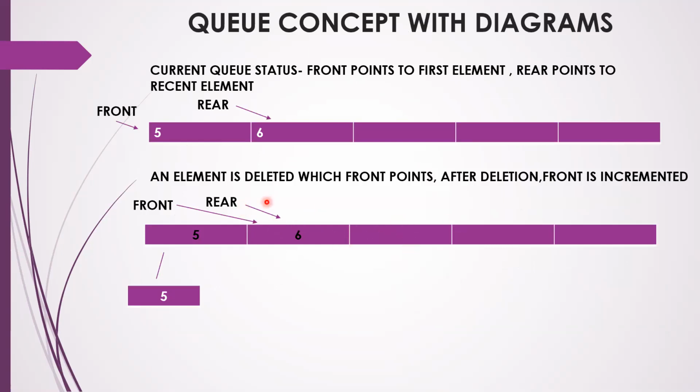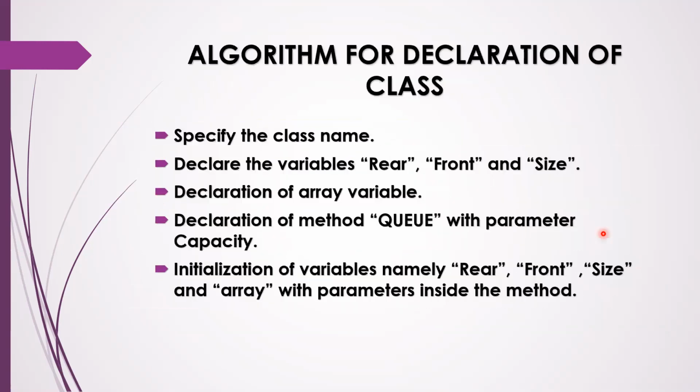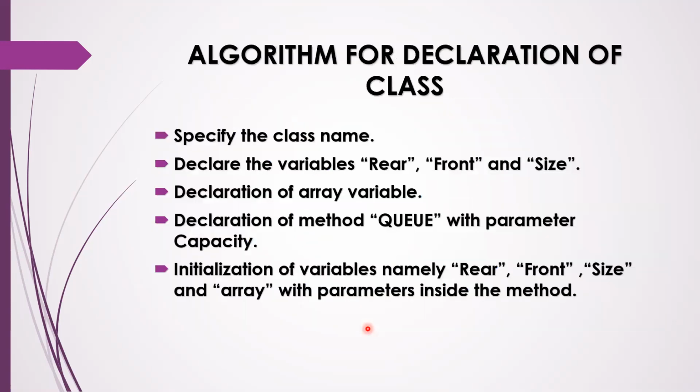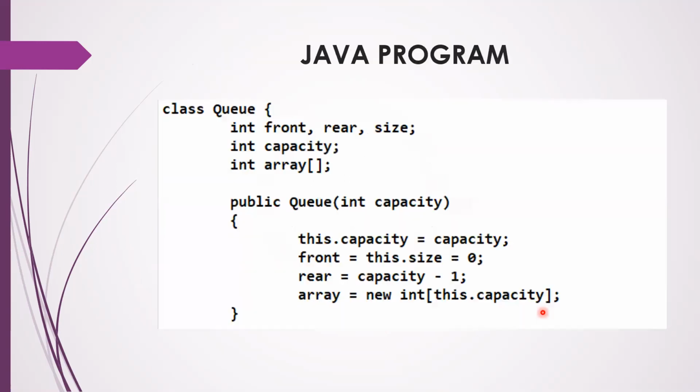If I insert 7, the rear will point to here. If I insert some element like 8, rear will point here. If I insert 9, rear will point here. So capacity minus 1 will be the initial point given to rear. So then you have array. Then you have to give the array size as the capacity, right? So new int this dot capacity. So for all the variables which you have declared, you have to initialize those variables with some parameters or values.